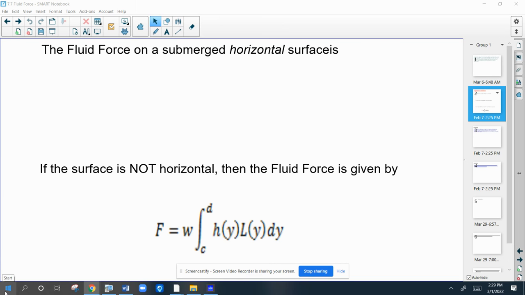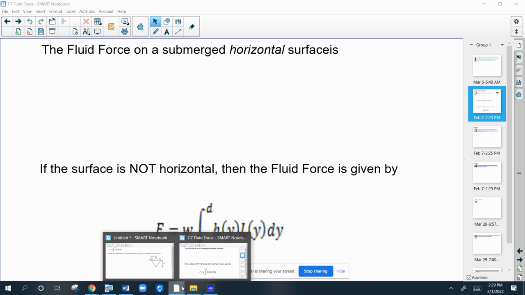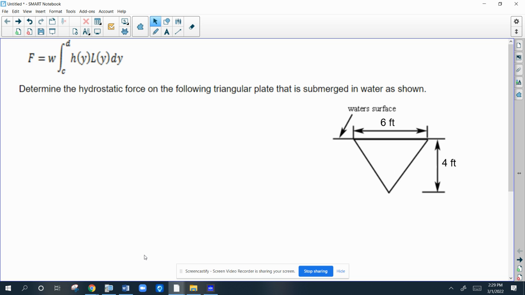All right, so this is fluid force on a submerged surface. And here's the question. So we have a triangular plate that's submerged in water. The surface is right on top of the plate, and we're going to determine the fluid force on that surface. So you can see up here, as a reminder, it's the formula here.